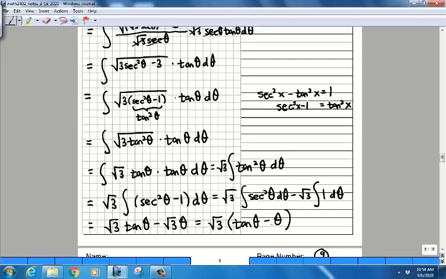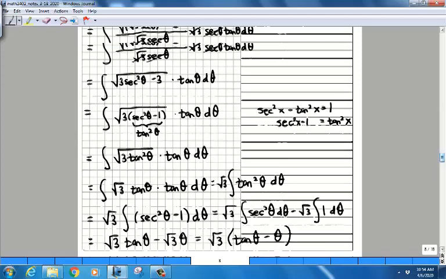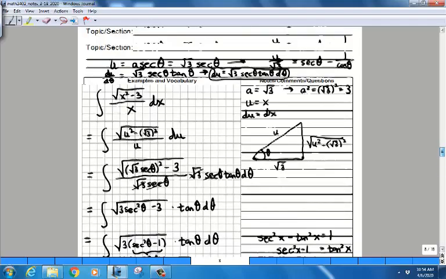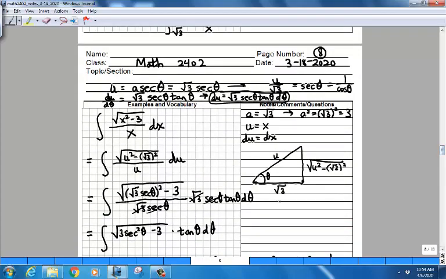Now, however, we do have to undo our substitutions. So I have to replace theta with u, and then I have to replace u with x. Well, replacing u with x is easy, but let's see how we're going to replace theta with u. And this is where our representative triangle is helpful. So I need to figure out what is the tangent of theta.